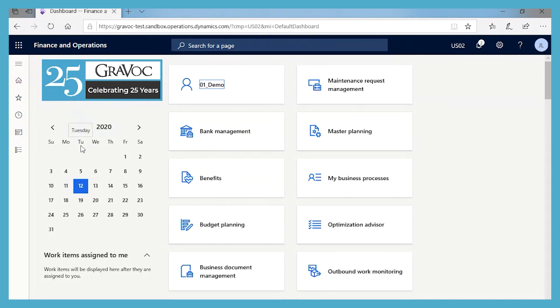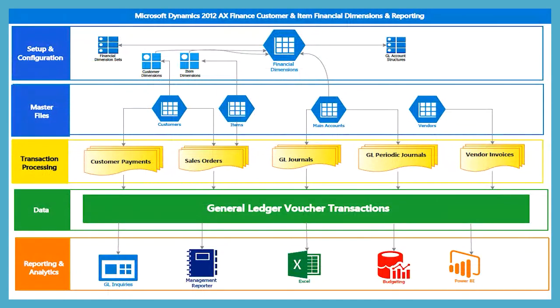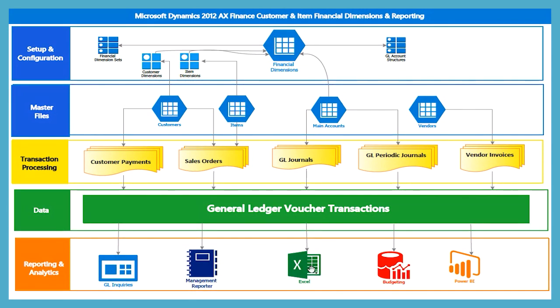Okay, so now that we've looked at the transactions, now let's look at how do we pull this data out. Okay, so there's a number of ways. If we go back to our roadmap or blueprint, we put on the reporting and analytics layer 5 components. We have this called GL inquiries. Well, these are inquiries within D365 that can slice and dice this data that we can output to Excel, and we'll take a look at some of that.